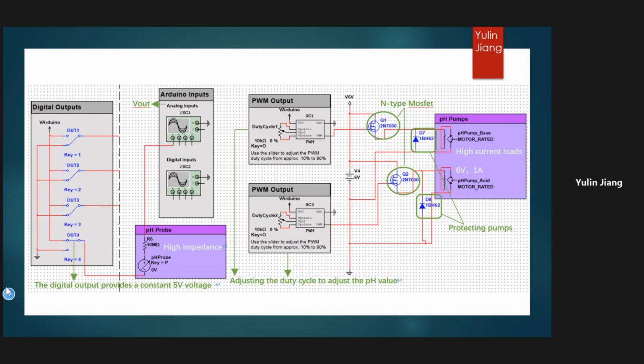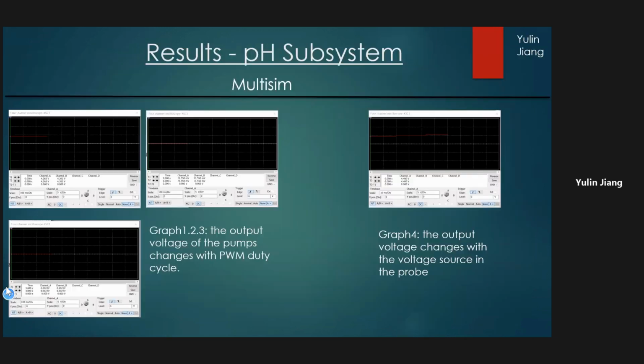One is for the base pump, the other is for the acid pump. For each pump, I use an N-type MOSFET to act like a switch to control the circuit, and a diode to protect the components in the circuit. Next.